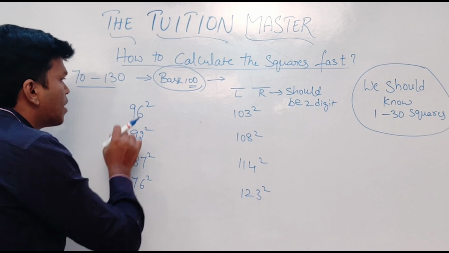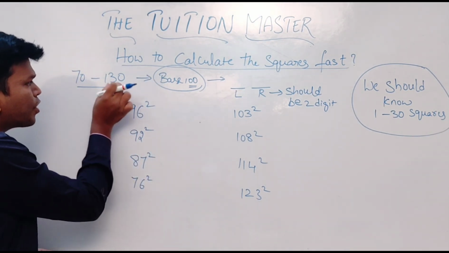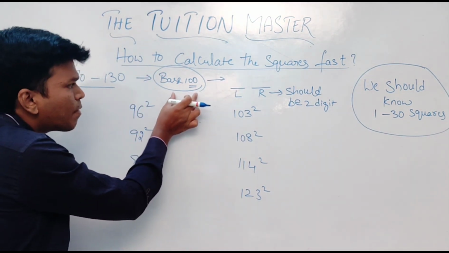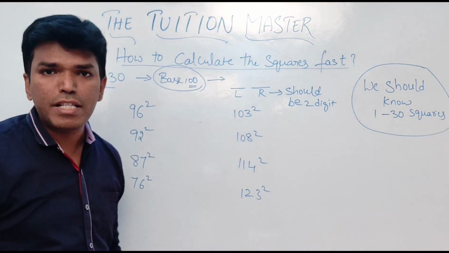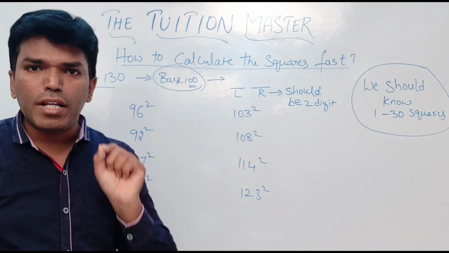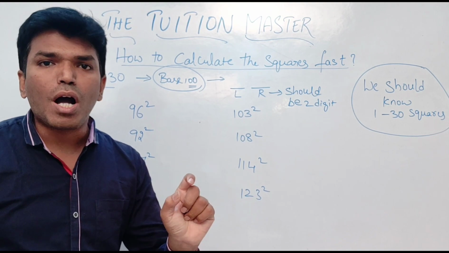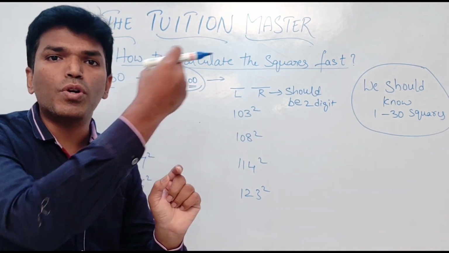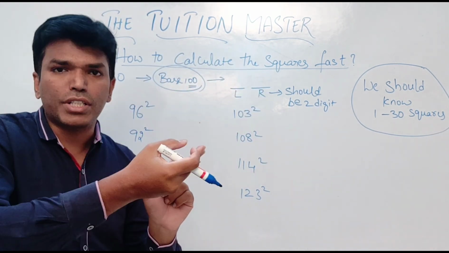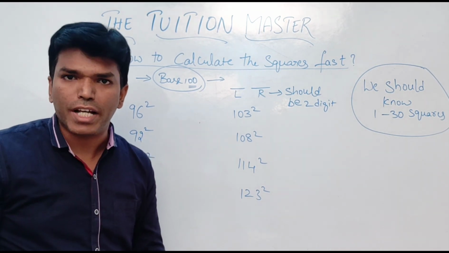Now see here. When you are calculating the squares from 70 to 130, the base number we are going to take is 100. That means, whatever square number we are going to calculate, I am going to compare with 100. Whether it is more than 100 or less than 100, and how much. So that we are going to check.